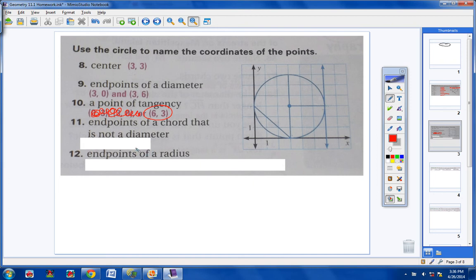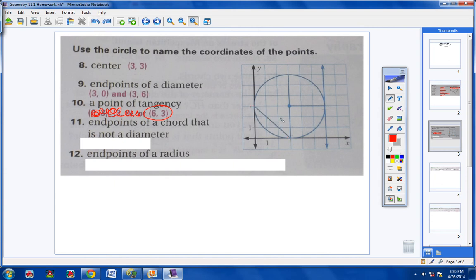Endpoints of a chord that's not a diameter. Now understand this segment right here, this diameter, that is a chord. But it says here not the diameter. So do we have another chord? Well, yes, we do. This segment right here, its endpoint lies on the edge of the circle, and its endpoint here lies on the edge of the circle. Okay? So those two endpoints lie on the edge of the circle, so that line is a chord.